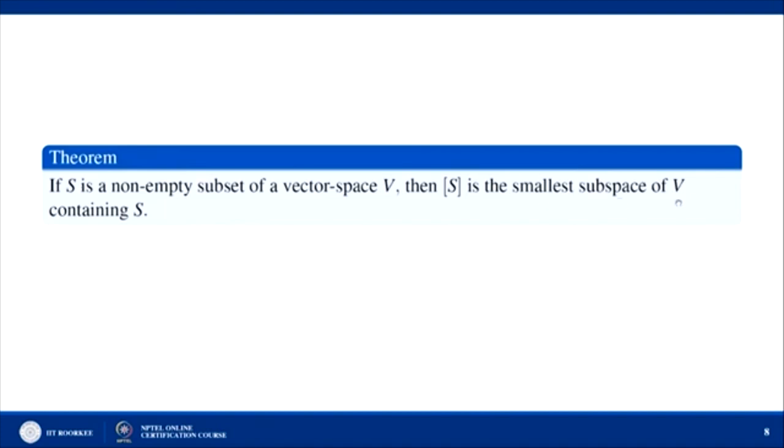Now, the span of S is nothing but the smallest subspace of V containing S. So, let us try to prove this. What is S? S is simply u1, u2 up to un, a subset of V. All ui's are from V. What is the span of S? Span is all those u such that u is alpha 1 u1 plus alpha 2 u2 and so on up to alpha n un, such that alpha i belongs to the field for all i.